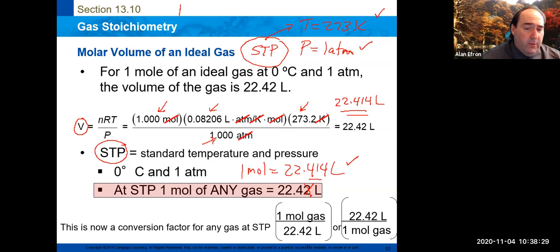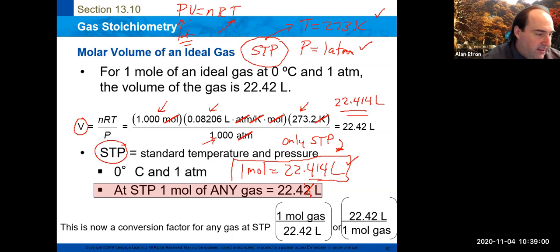Now, you could always use the ideal gas law. You could always put the values in here, our 273, our 1 atmosphere over here, plug in all the numbers, and you'll get the same answer. As we talked about last time, sometimes people want to use this conversion factor everywhere, but only at STP conditions can you use this. If it is not STP conditions, you do have to use the ideal gas law.